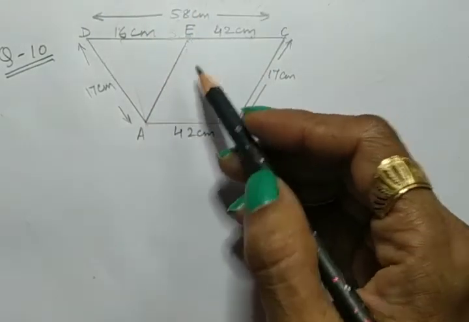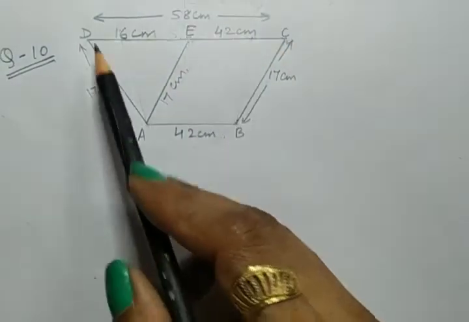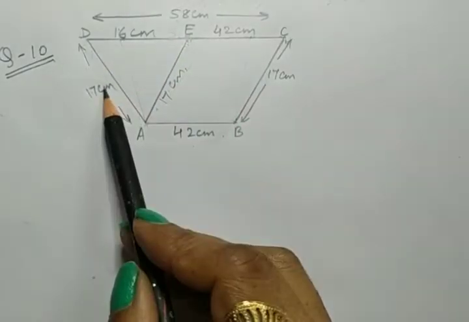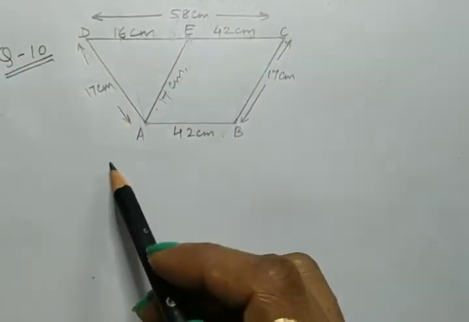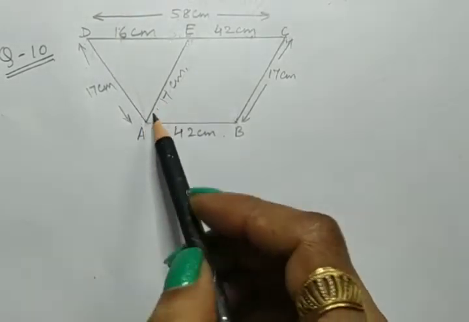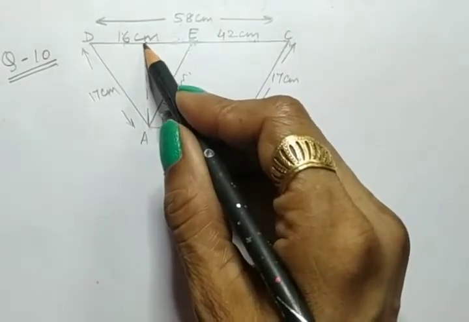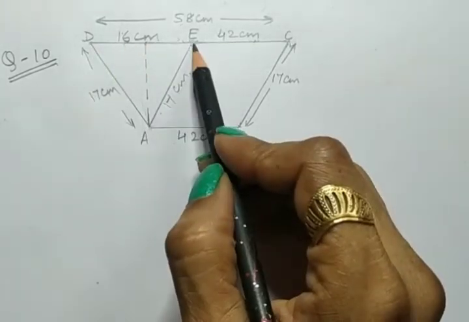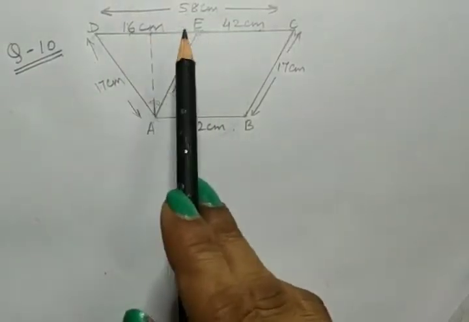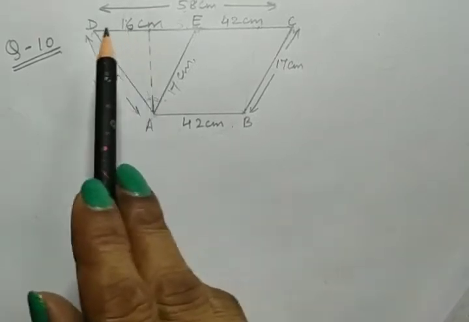And the length of AE will be 17 centimeter because this is a parallelogram. This side is given, that is 17 centimeter. So this triangle is an isosceles triangle having two sides of equal lengths. Now to find the height of this trapezium, we have to draw a perpendicular from point A to line DC. Now this point is the midpoint of line DE because of the property of isosceles triangle. According to the property of an isosceles triangle, perpendicular from the apex angle bisects the base.